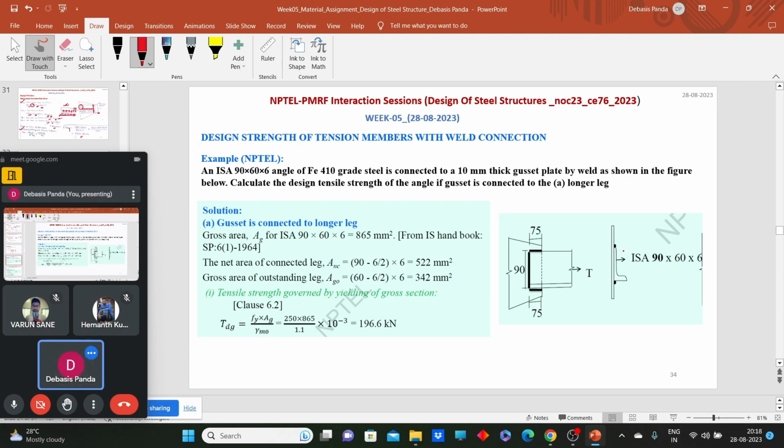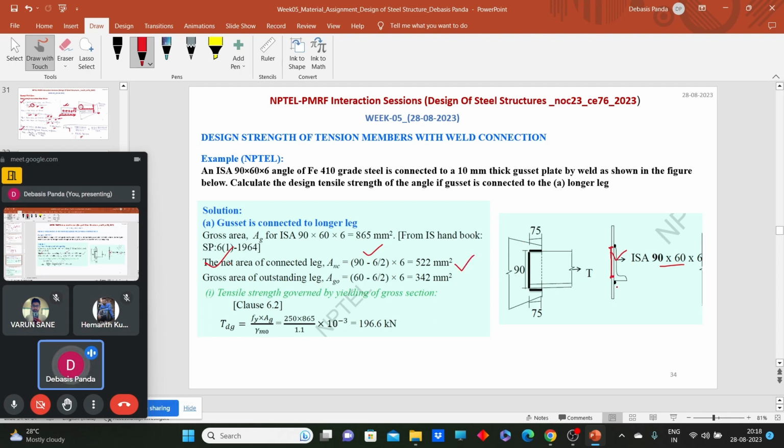So let's quickly solve this example. What will be the gross area of the connected leg? It is 90 by 60 by 6, so this is the connected leg. We cannot write a net area here, so that will be the gross area of the connected leg: 90 minus 6 by 2, into 6. Because we did not make any hole, we just consider the whole area from here to the center. So that comes as 522 mm square.